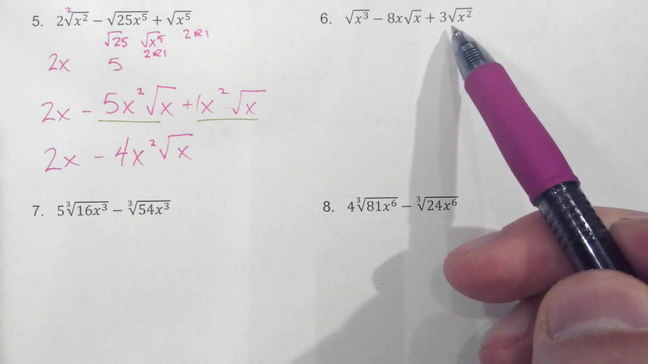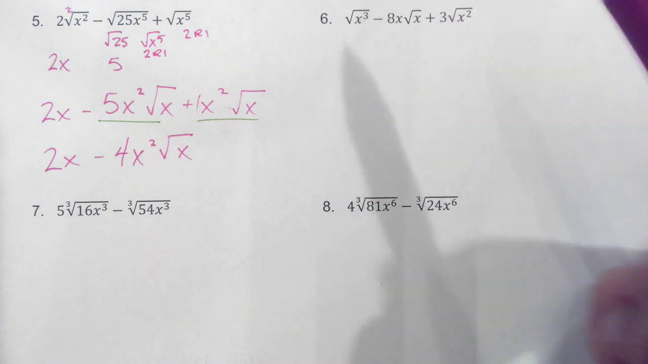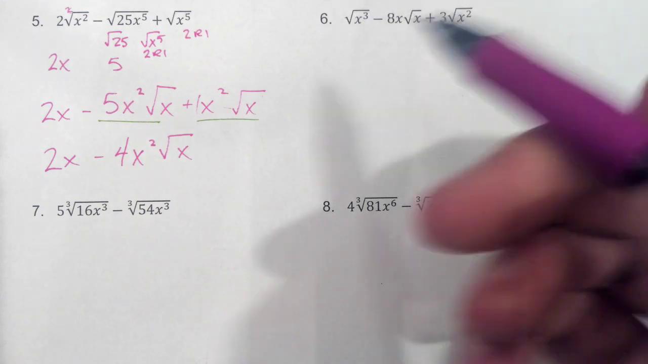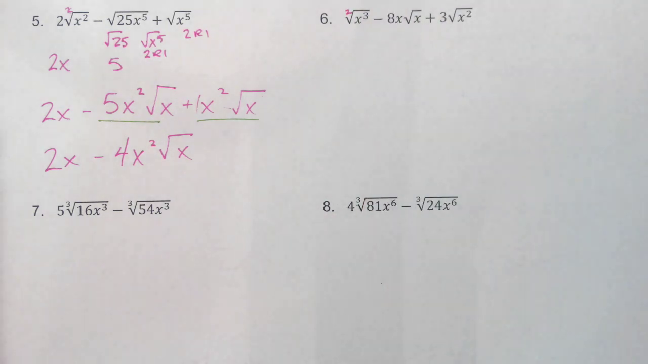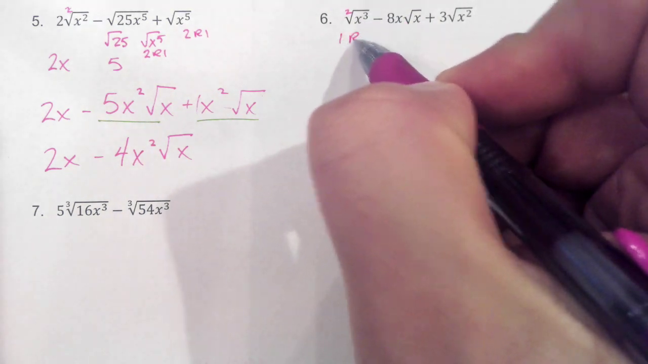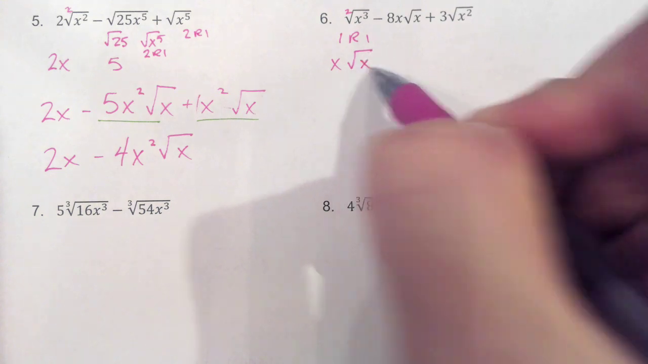Number 6 is pretty similar. You can pause the video here if you want, or you can just follow along, whichever you prefer. I'm going to start with my division. Remember, my understood index on a square root is 2, so I'm going to take 3 and divide it by 2. That would be 1 with a remainder of 1. So that's going to be x with the remainder of x.